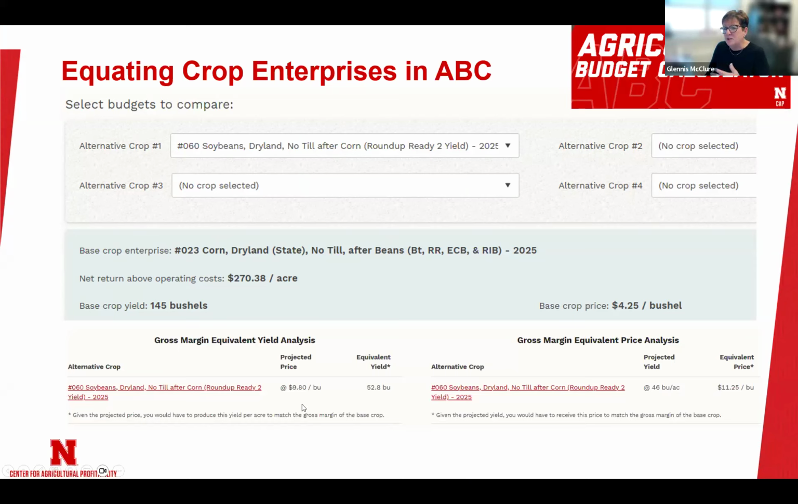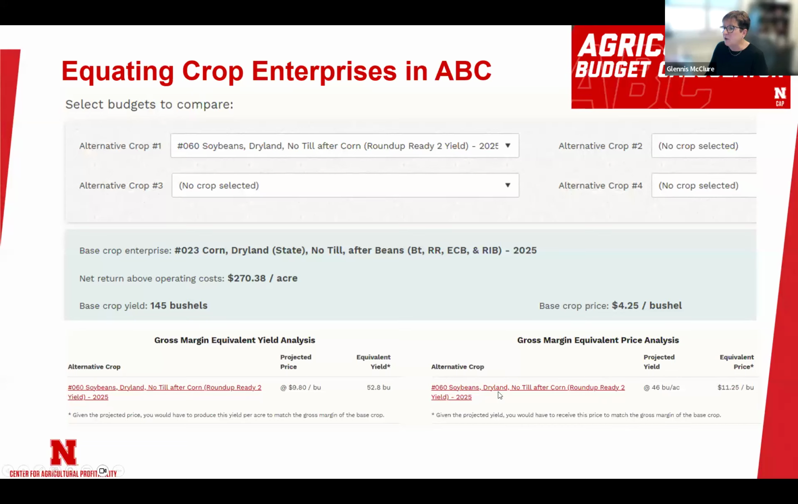I've got both of those budgets in the ABC, and so I can take a look at what does that mean? Right now, let's say here, I projected $4.25 a bushel on corn at a 445 bushel yield. All right. So in order to have a gross margin equivalent yield analysis, basically for that bean crop, I need to have 52.8 bushels to equate what this corn crop's going to provide.